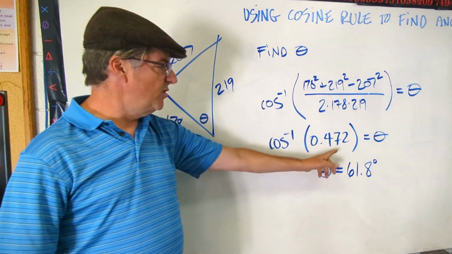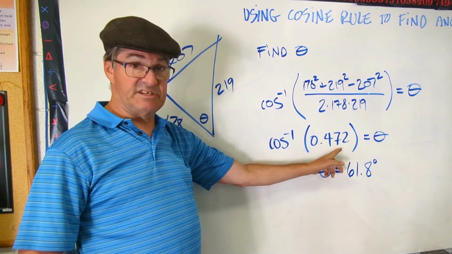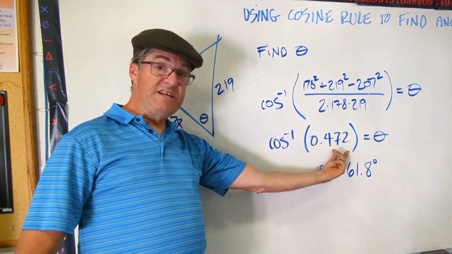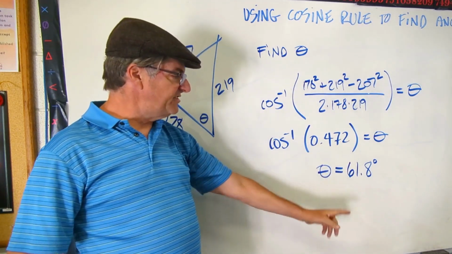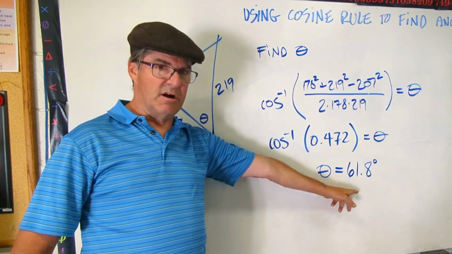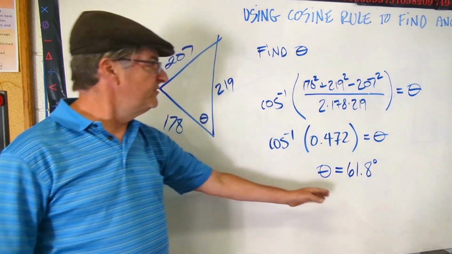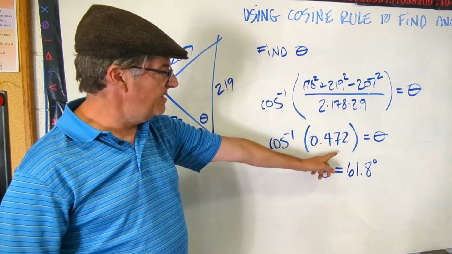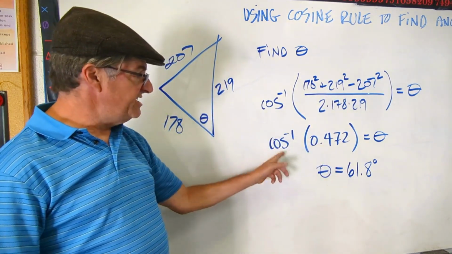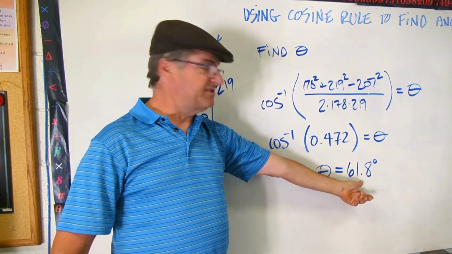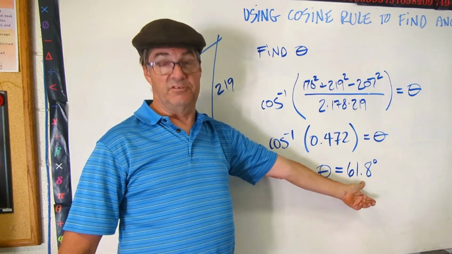And I come to this point where I write down my decimal. I'm putting in 3 decimal places in here because that's going to give me a better approximation of the angle. So when I do all that number crunching, I get 0.472. And then when I take the inverse cosine of that, I get 61.8 degrees.